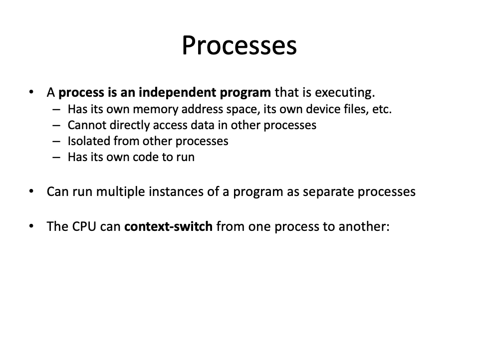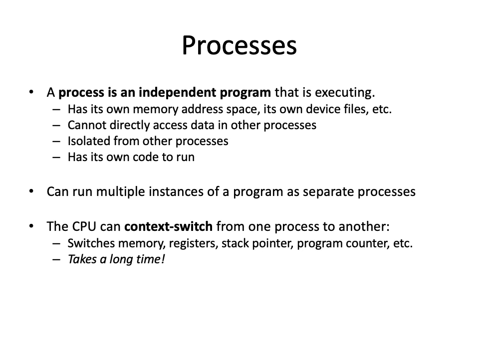Now the CPU can context switch from one process to another. When it does that, it switches memory, it switches registers in the CPU, it switches the stack pointer, program counter, stack, heap, and other things that may be needed. And this takes a really, really long time. However, it allows processes to run concurrently with each other.